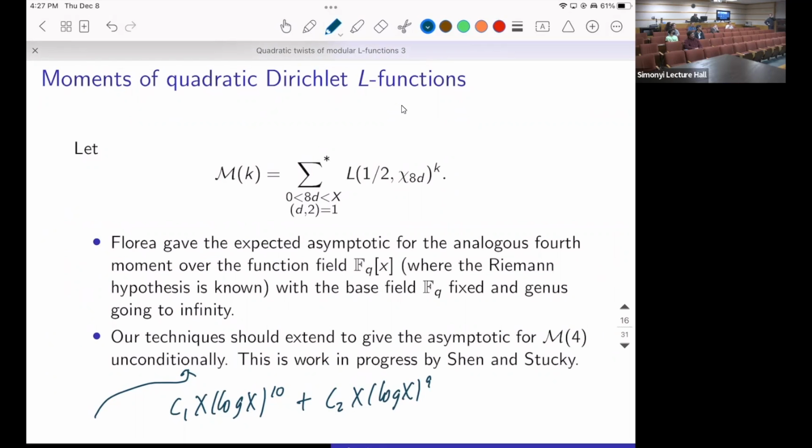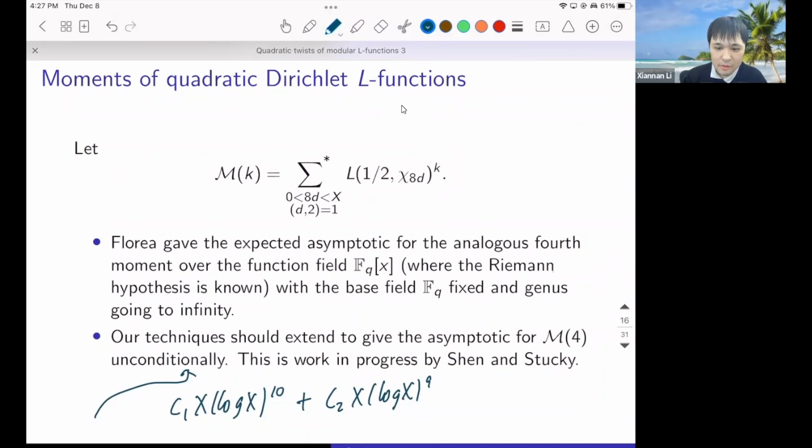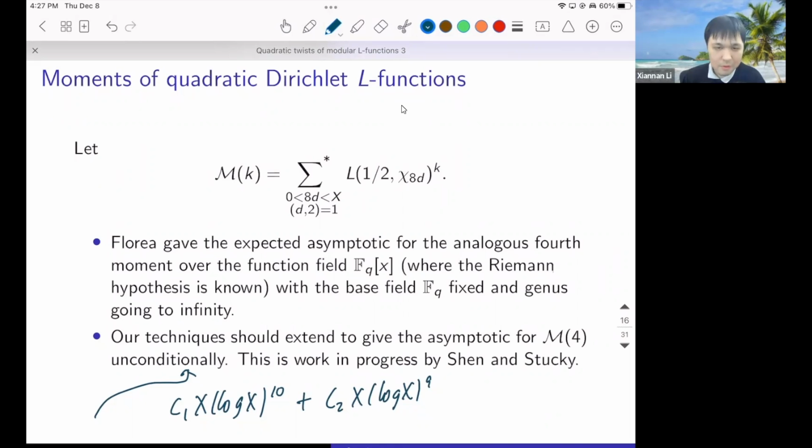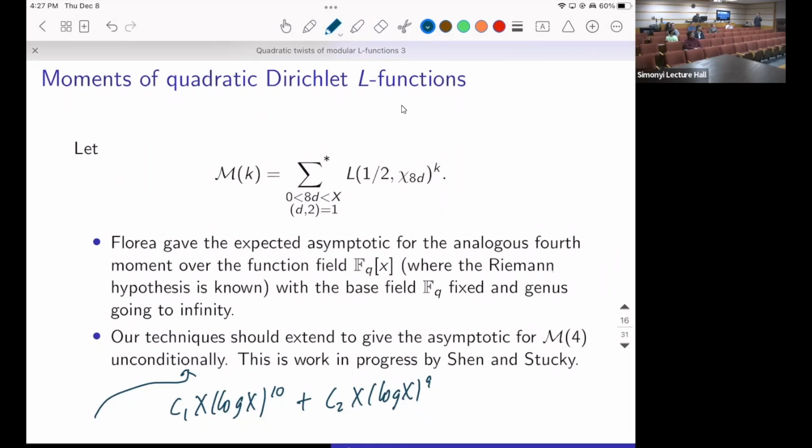Sorry, I'm just trying to understand what you're claiming here. So even the first term is not known unconditionally before your work. Yes, that's right. So the first term is not known unconditionally, and now it will be done. Okay. I hope by Shen and Stucky, and they will also get some low order terms as well. Although they won't get all of them. Very nice. Well, thank you.